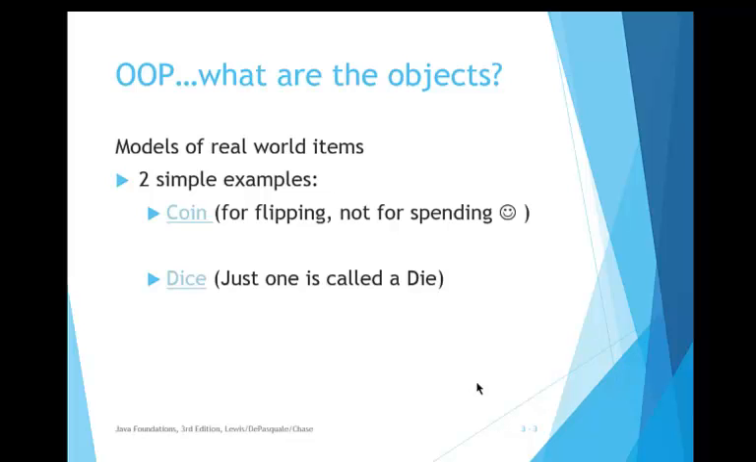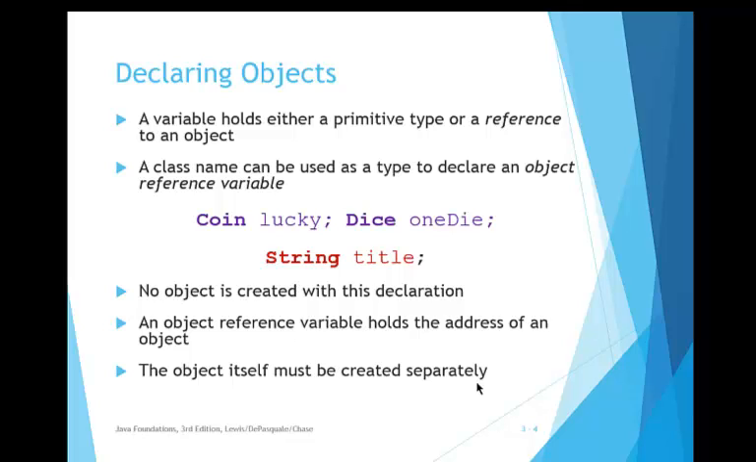Same thing with our die. We may want to just represent the die as having a face-up side that we can roll. And everything else in terms of a die becomes unimportant when we program a digital die. Okay, so now that we sort of have the idea about this, how do we make these objects?